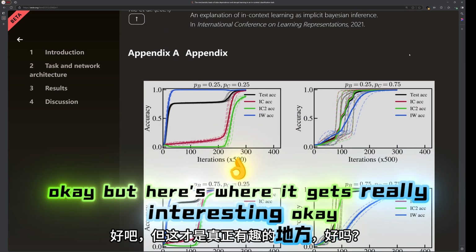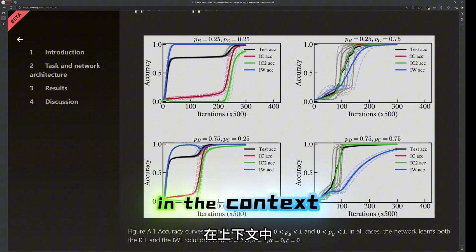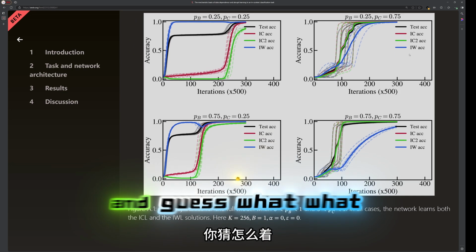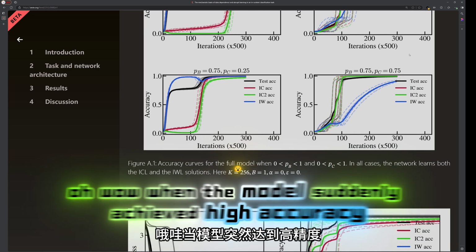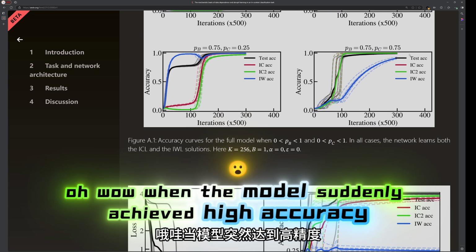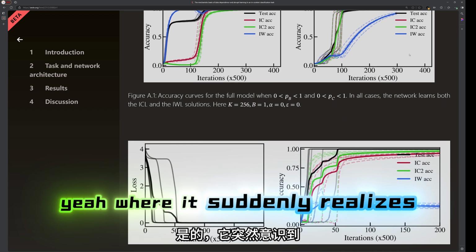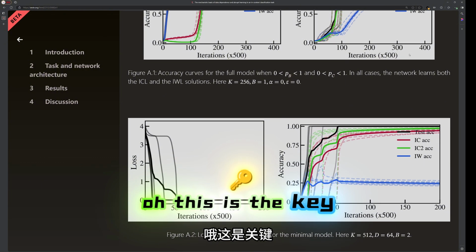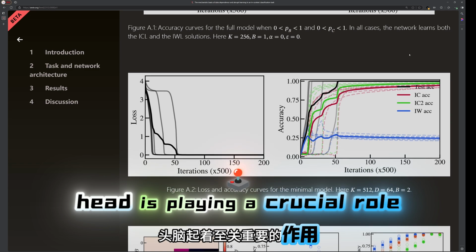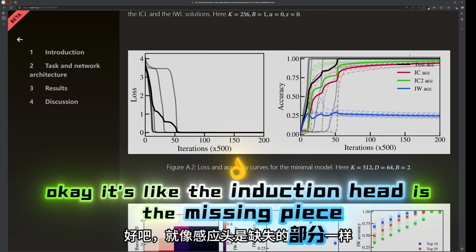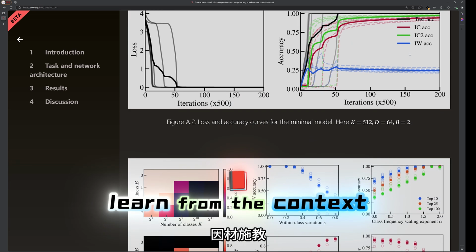But here's where it gets really interesting. They also tracked the AI's attention to the correct label in the context. And guess what? What? That attention only spiked right at that abrupt transition point, when the model suddenly achieved high accuracy. So it's like the AI has this aha moment where it suddenly realizes, oh, this is the key. Exactly. And that really supports the idea that the induction head is playing a crucial role. It's like the induction head is the missing piece that lets the AI connect the dots and actually learn from the context.